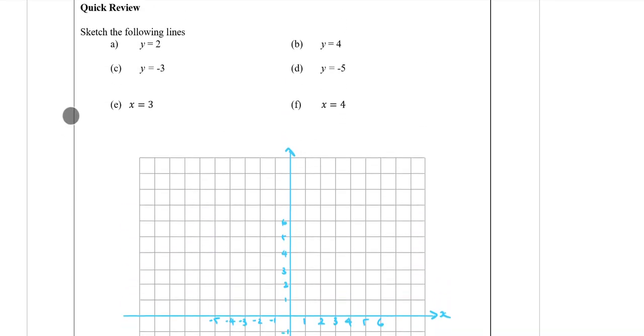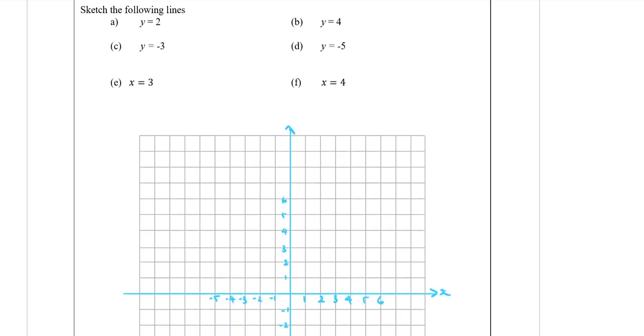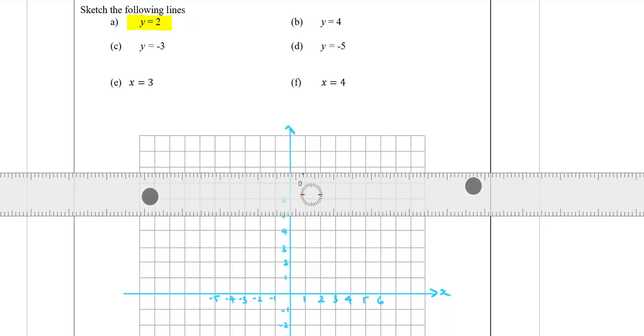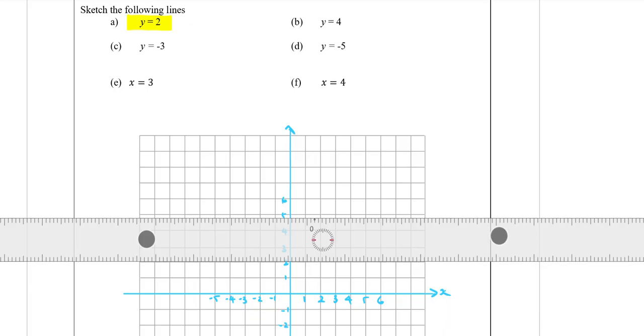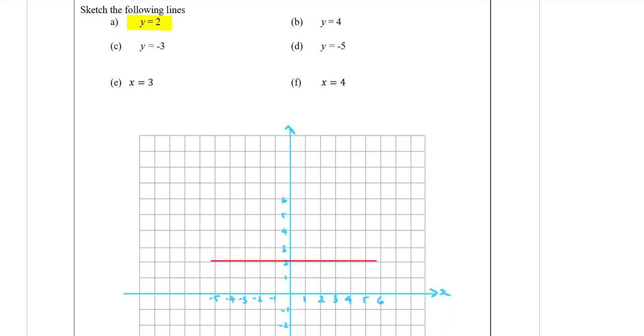So there are two types of equations. We either have x equal equations or y equal equations. If we have y is equal to 2, that means that we want a horizontal line going through the y-axis at the 2. So y-axis, this is my y-axis here, and that line is going through the y-axis at 2. So that's, put some arrows on the end, that's the first graph for A.